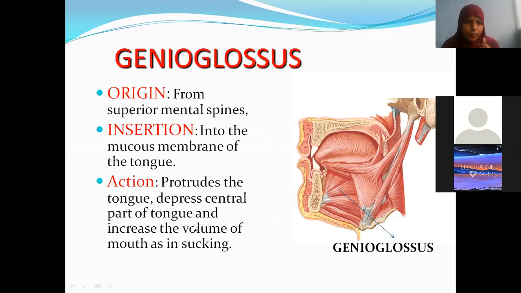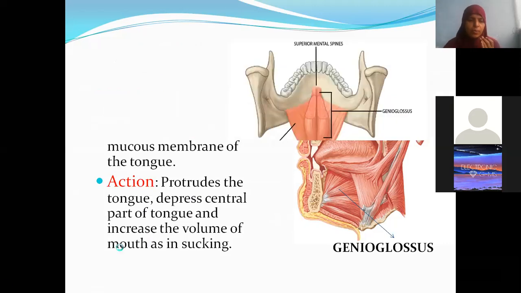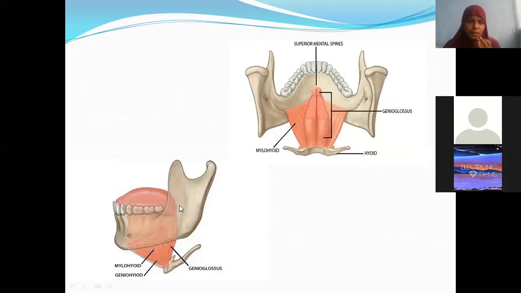Okay, so the origin is from the superior genial tubercles, as we have in our textbook. Insertion is into the mucous membrane of the tongue. So what is the function? It protrudes the tongue, depresses the central part of the tongue, and increases the volume of the mouth as in sucking. Okay, so this is the mandible bone, and these are the superior genial tubercles. From here to the tongue we have the genioglossus.